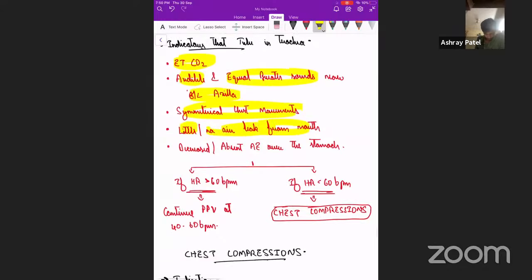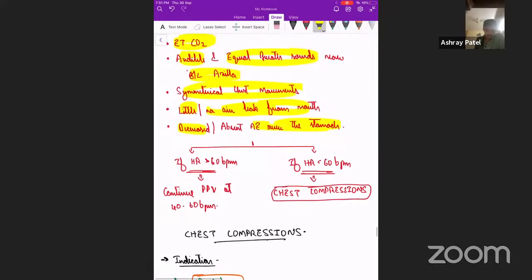Okay, and there should be very little air entry over the stomach, indicating that there is no air leak. If the above indicators are present, that means whatever positive pressure ventilation you give henceforth is going to be effective.